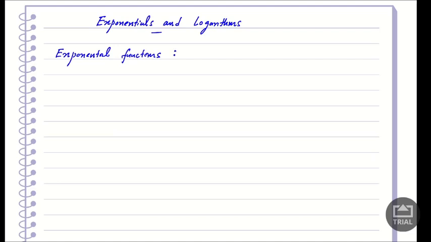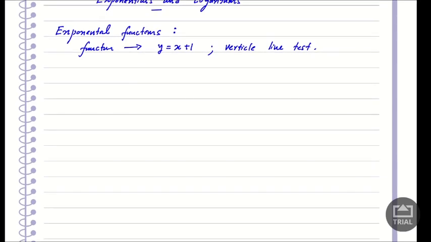Now function is something like this, right? So function is the equation which has x and y, independent and dependent variable, like this. So there is another condition which this should satisfy, which is called vertical line test.